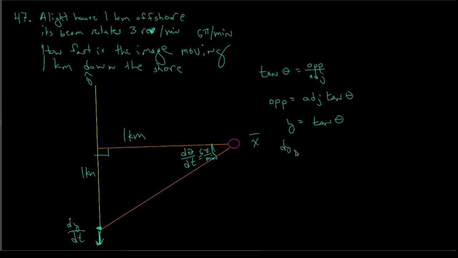So dy/dt is equal to secant squared theta times d theta/dt. And we just need to know what the angle is once it's fully extended. And so this is a 1, 1, 1, so that's a 45-degree triangle, or pi over 4. And so what was d theta/dt? It was 6 pi per minute.